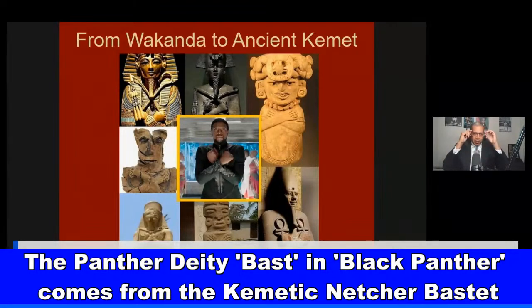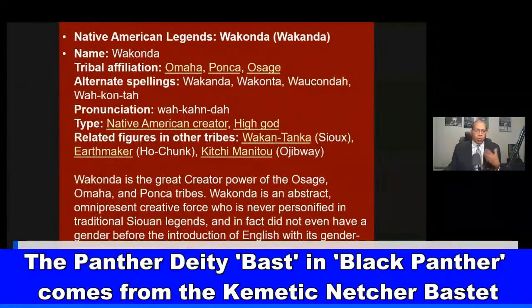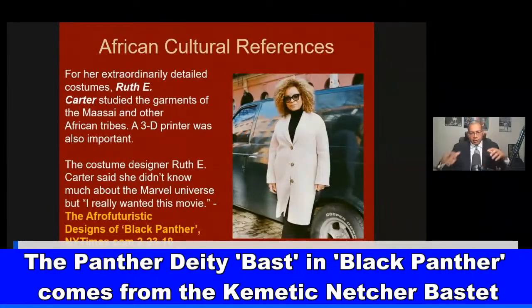And that is the symbol, that's the pose of the pharaohs in the sarcophagi, the painted coffins. The sarcophagi is right over left. It's a symbol of power, symbol of royalty. And we see that go all around the world as well. Now, Wakanda is a real word. Wakanda basically means possesses secret powers, and we see the word Wakanda in the Omaha, Ponca, and Sioux Indian languages also. Wakanda is not something just made up. It's a real word.